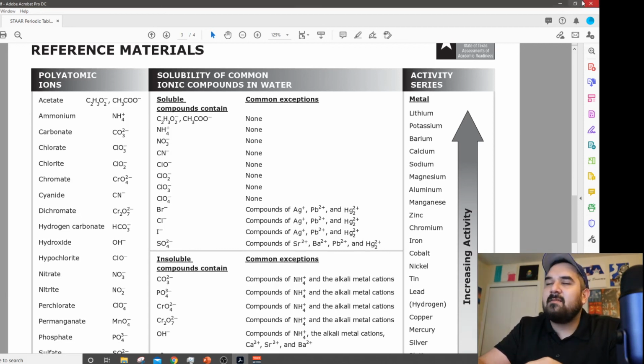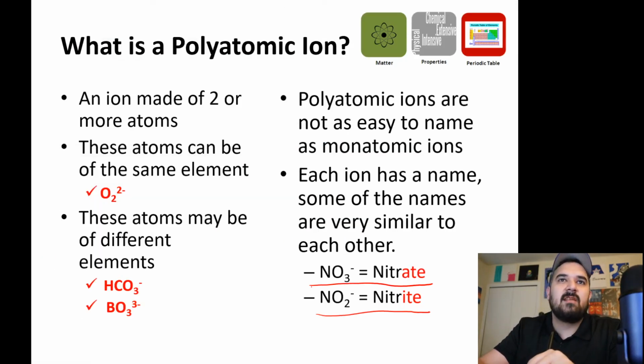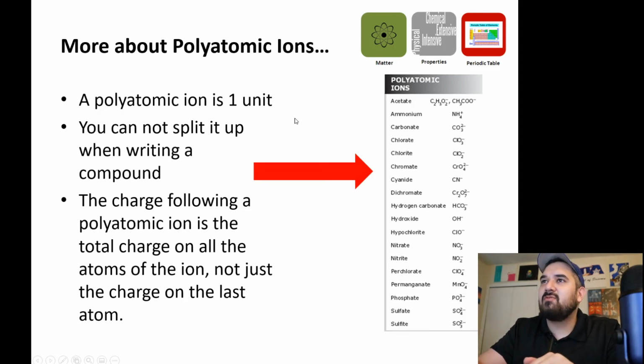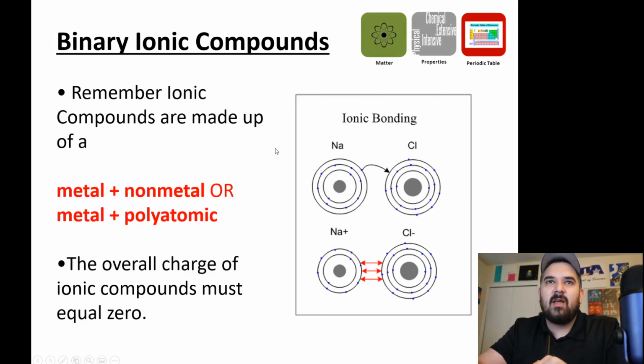Just know that you don't want to get a question wrong for something like this. So think of something like potassium nitrate or potassium nitrite. You're going to see both of those as your answer choices. Just know which one is correct. Just know to look at your polyatomic sheet before you choose which one is correct. Just a reminder that you have all these polyatomic ions. And we're not going to go in depth with this.